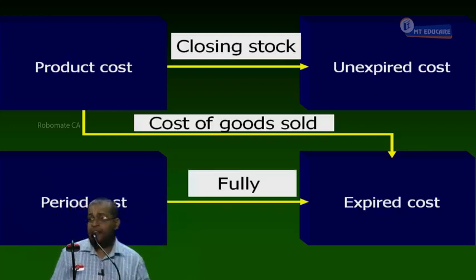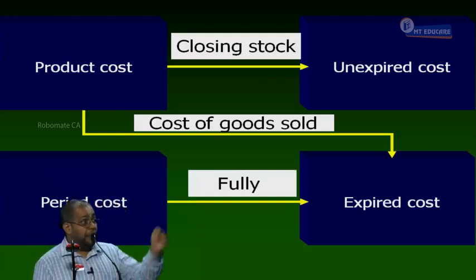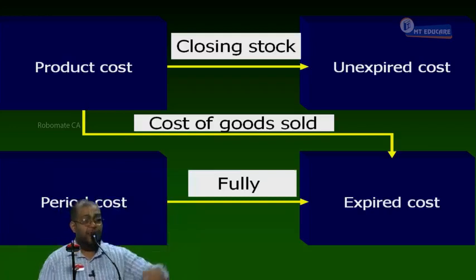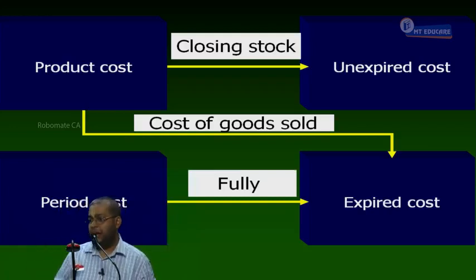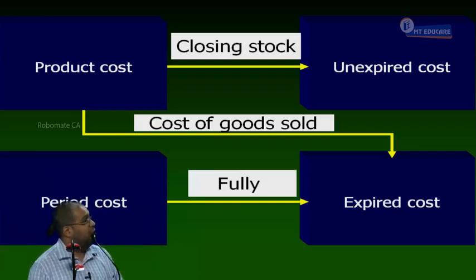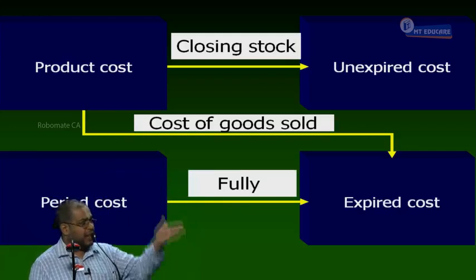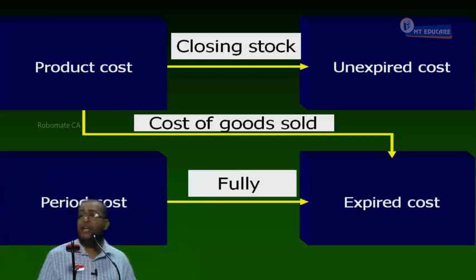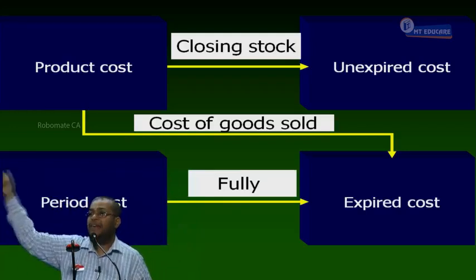Office rent, factory rent. Because factory rent is a product cost. Office rent is what? Period cost. Factory rent goes into stock value. Office rent will not go into stock value. To value my stock, I require this classification. To calculate my profit, I require this classification. So the costs are classified as product and period because for what? Valuing my stock and calculating my profit.